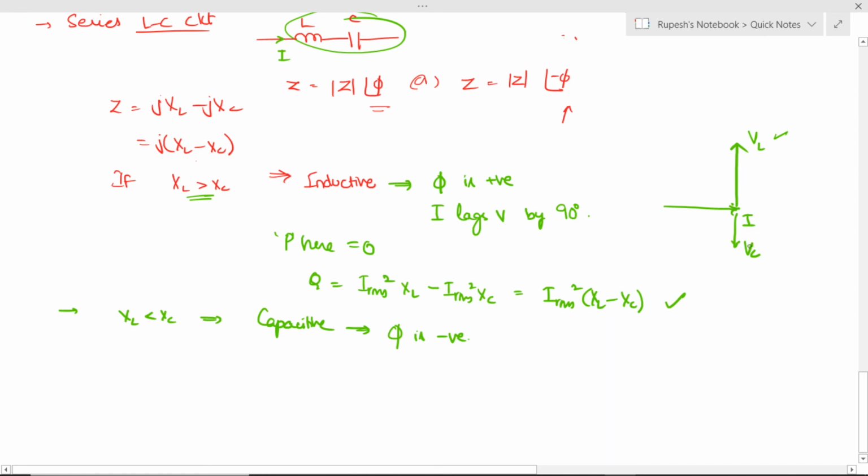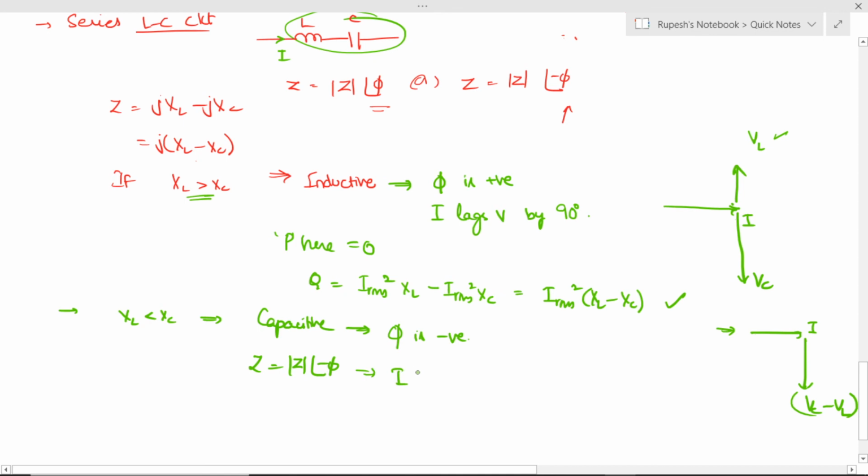Okay, so taking the same circuit here, what will be here? In this circuit, VC will be a longer line than VL. So VL will be a shorter line and VC will be a longer line. And the effective circuit becomes VC minus VL. And the impedance here is mod Z angle minus phi.